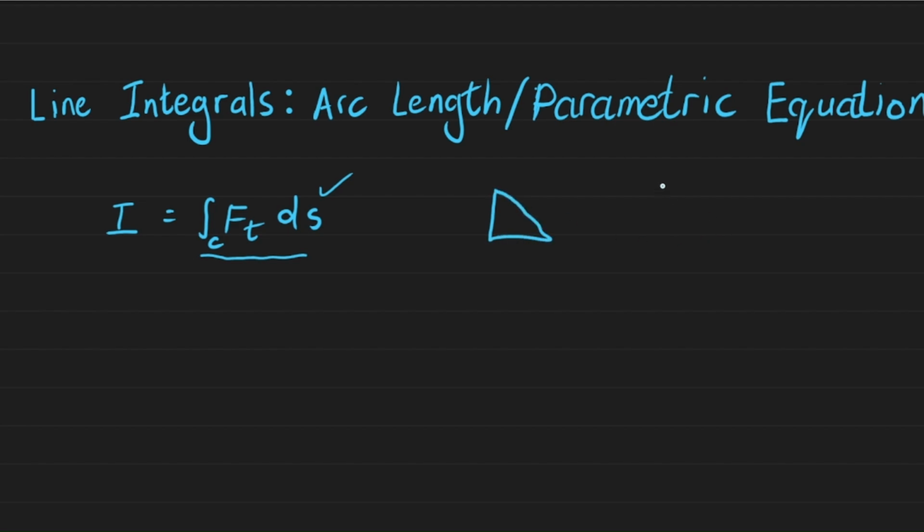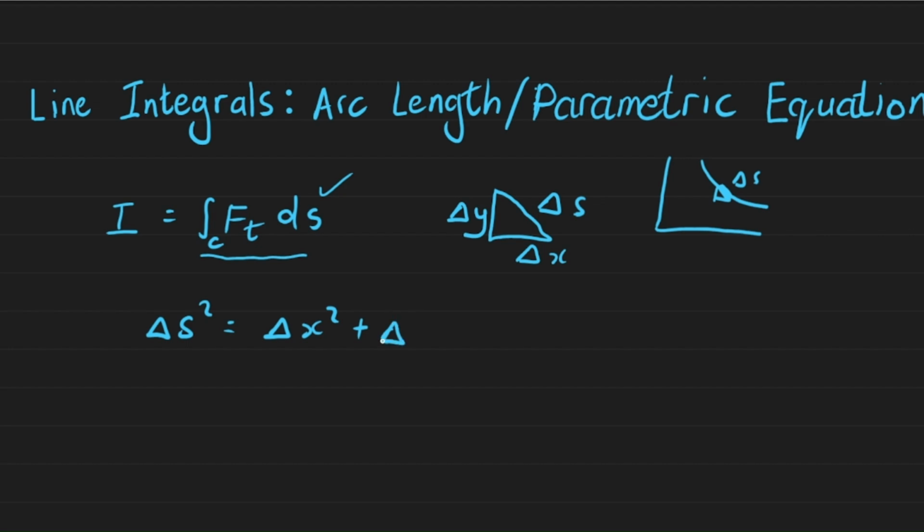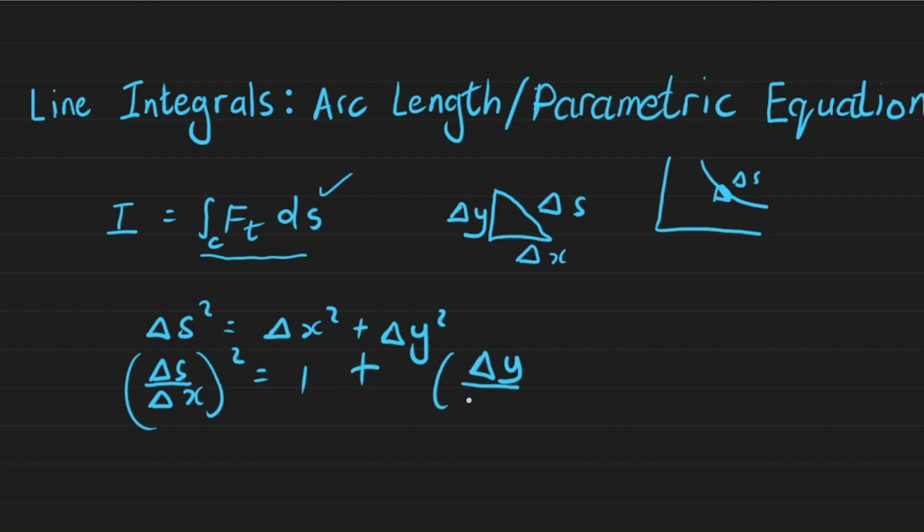the theorem of Pythagoras. If you have a function and we have some length here, delta s, then we can just express that in terms of delta y and delta x. So by the theorem of Pythagoras, delta s squared is just delta x squared plus delta y squared. Then if we divide everything by delta x, then we get (delta s over delta x) squared equal to 1 plus (delta y over delta x) squared.